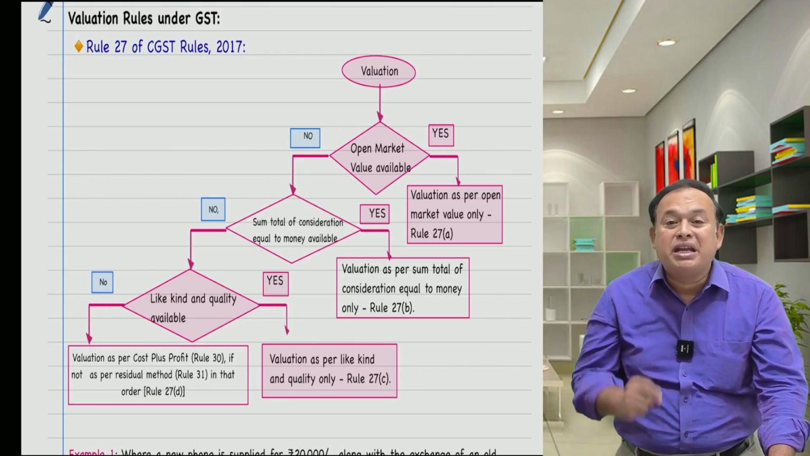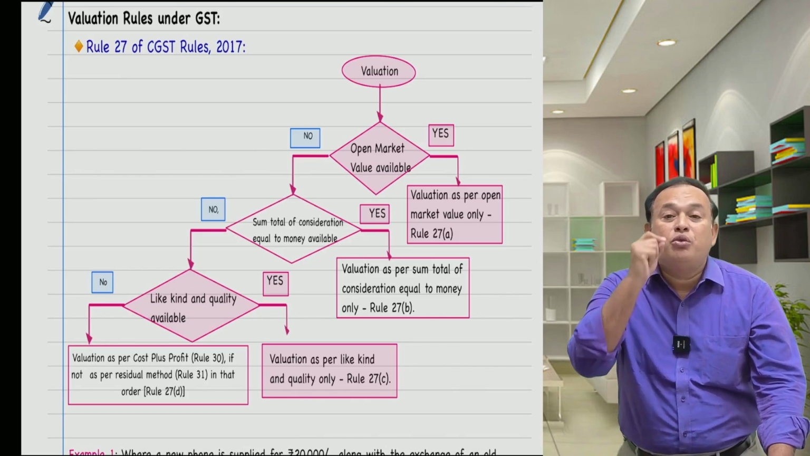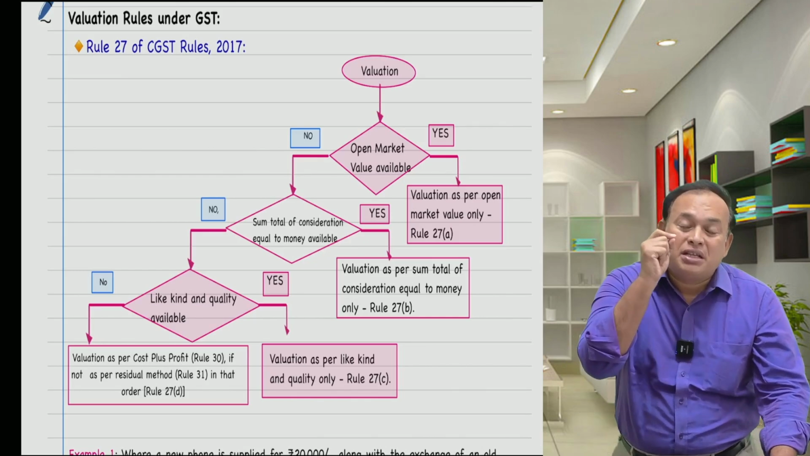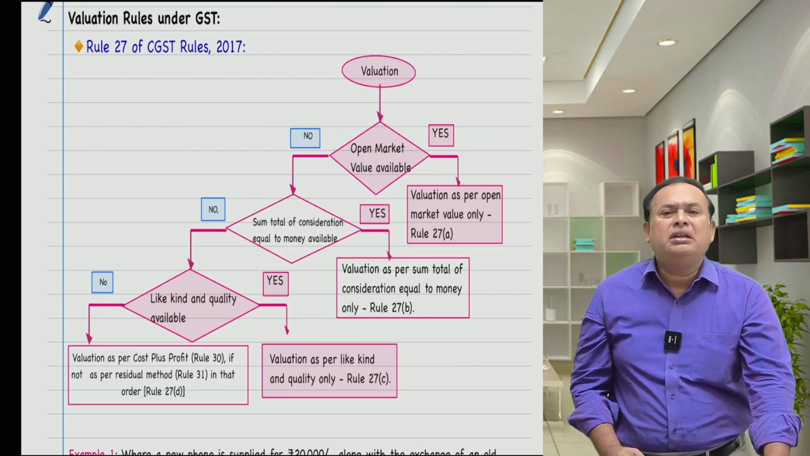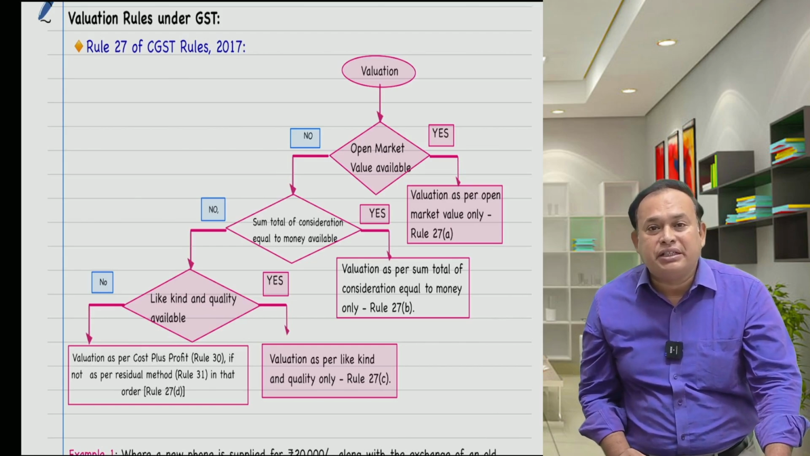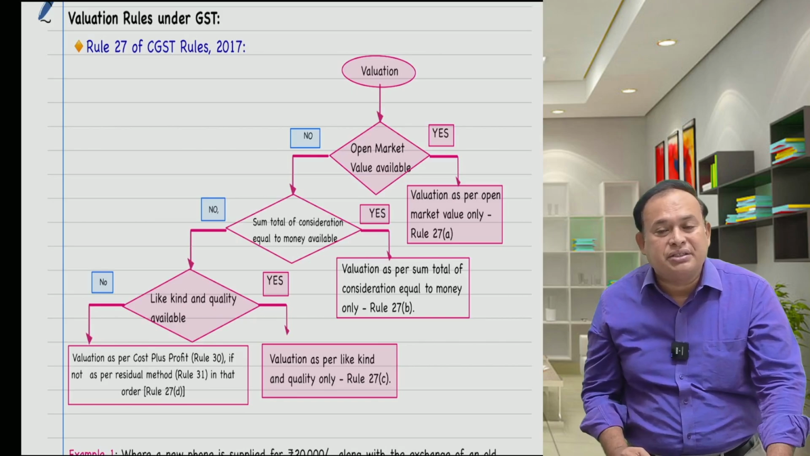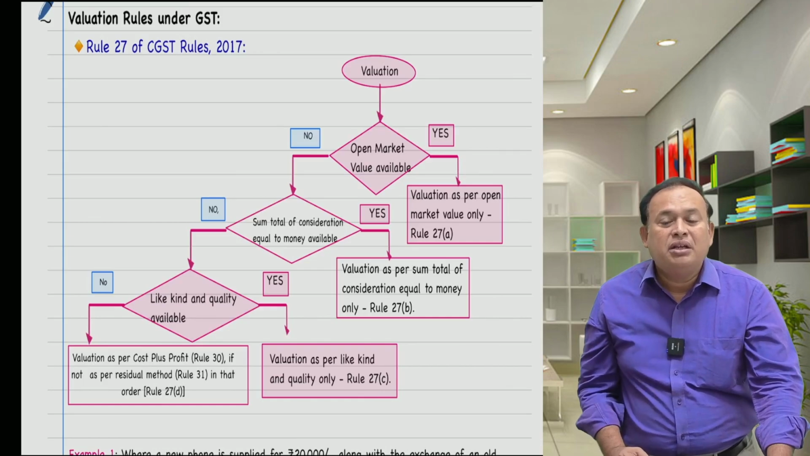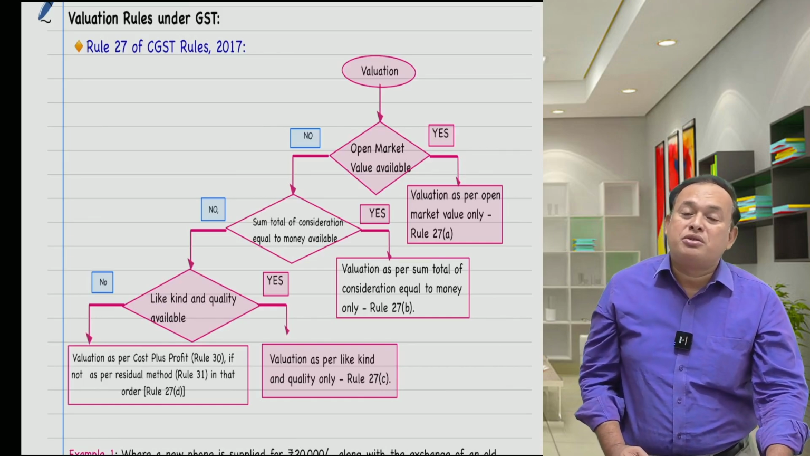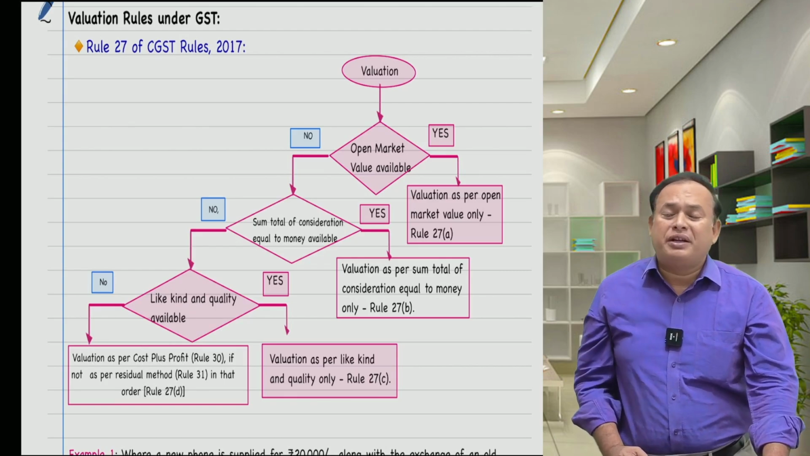But if you have a guilty mind, if you have the intention to evade the tax, if you want to commit the fraud, you want to hide the transaction, you have to suppress the information, then the department will take action against you. See, the department is coming forward and telling you, if these transactions practically genuinely take place, don't worry, Mr. Gentleman, being a taxpayer, you take rule number 27A, open market value. If not, come to 27B, sum total of consideration equal to money value.